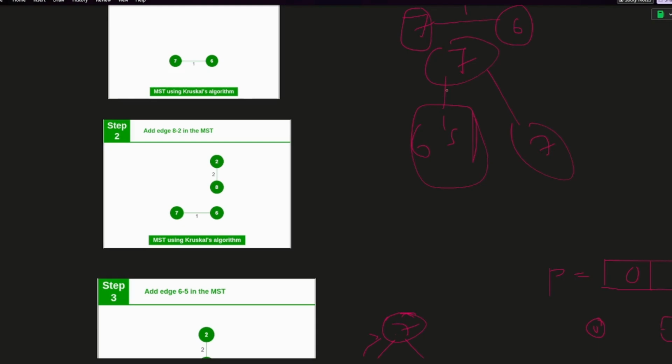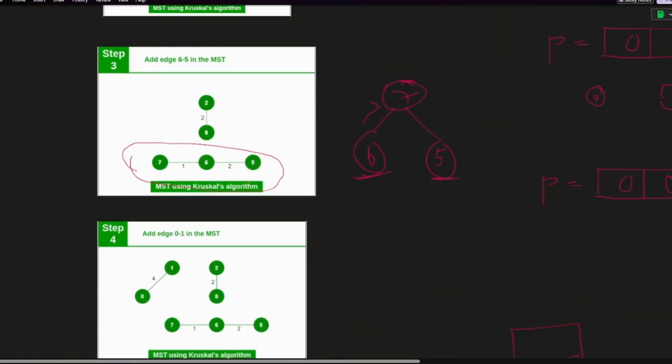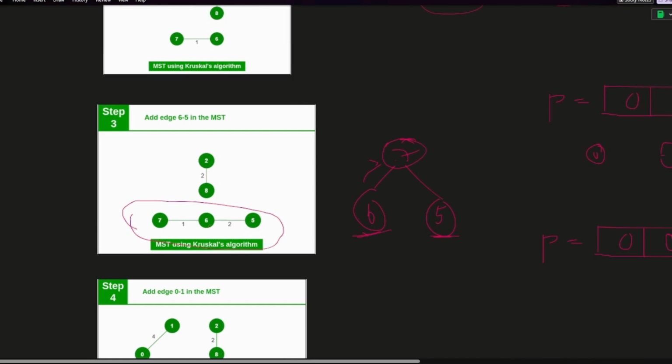When I'm also adding 5 over here, what's going to happen is 6's parent also happens to be 5's parent. So who's 6's parent now? 6's parent is basically 7. Now 7 also happens to be 5's parent. So when you try to link things, and they share the same parent, we can say that they are a connected component.